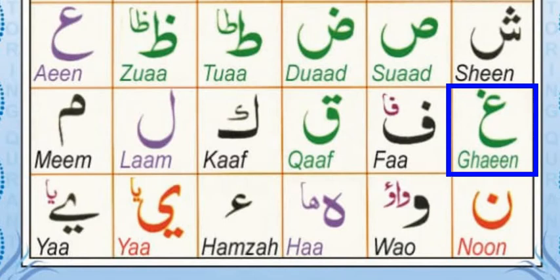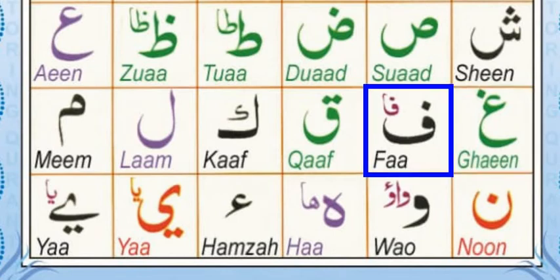Our next letter is Ghain. It is same as Ain, but it has one dot at the top and it comes from the top of the throat. Now please repeat after me. Ghain, Ghain, Ghain.